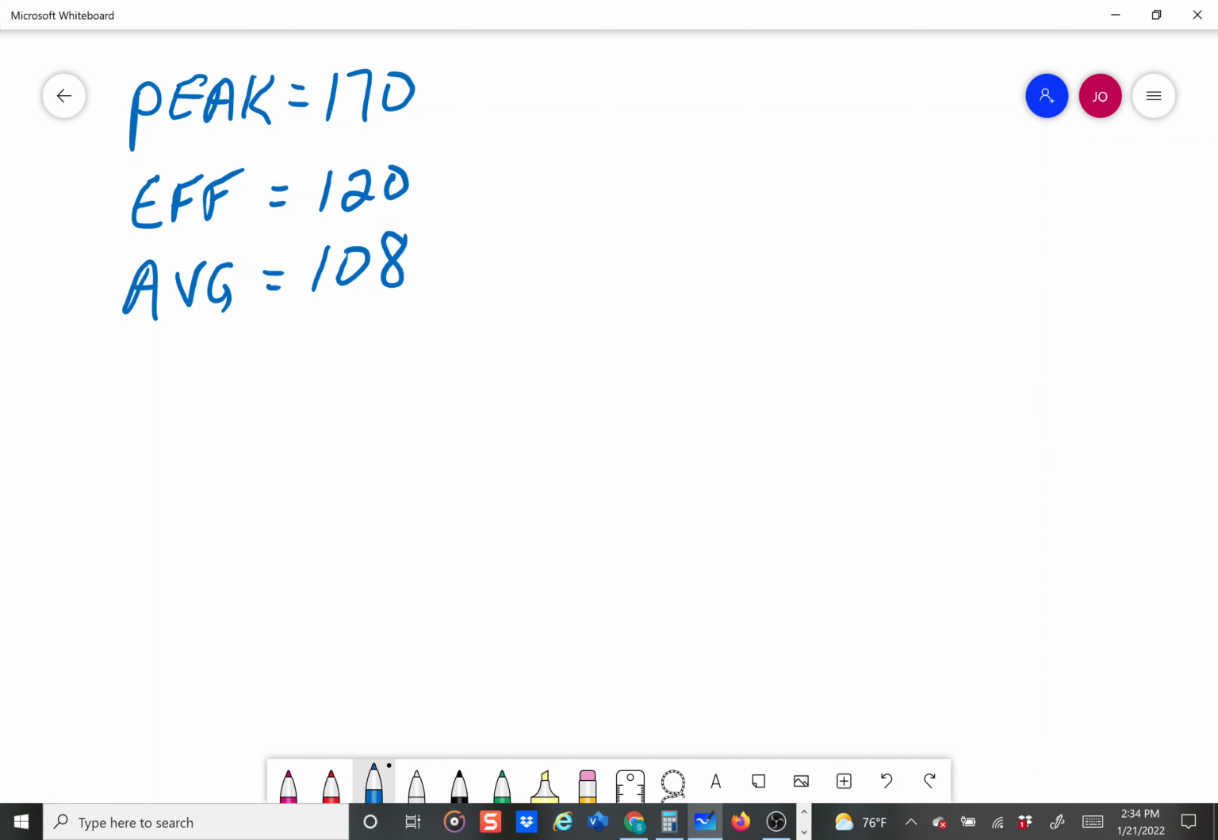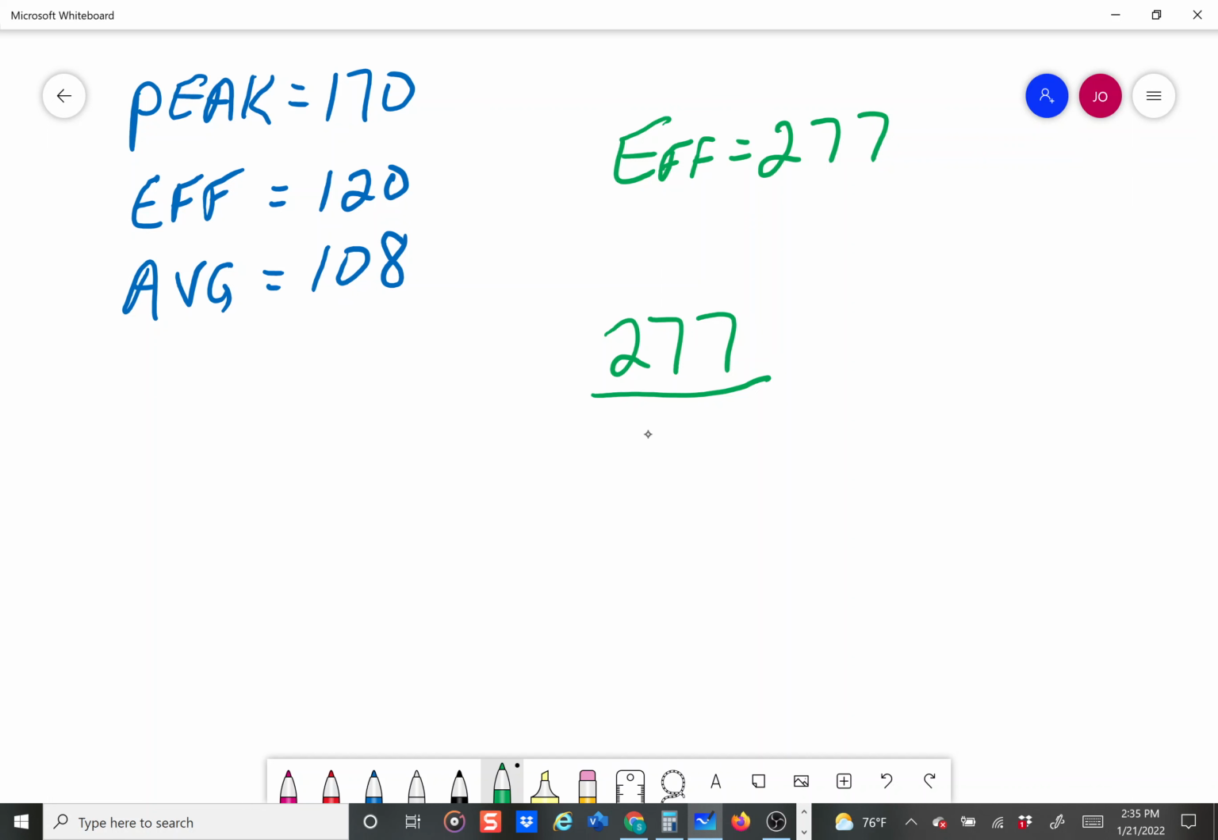So instead of us converting from one value to another, let's take 277 volts of effective. So my E effective equals 277 volts. Here's 277 volts, my effective voltage, and I want to solve for average, because I don't really have a conversion to go from effective to average. So I'm going to do effective, but I'm looking for average.